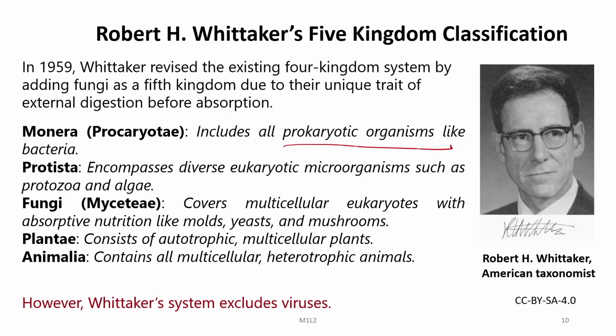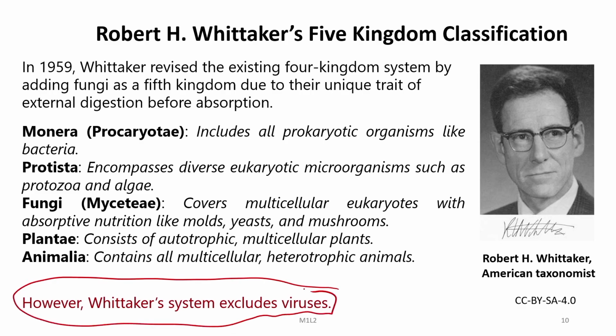Monera includes all prokaryotic organisms like bacteria. Protista encompasses diverse eukaryotic organisms, microorganisms such as protozoa and algae. Then fungi covers multicellular eukaryotes with absorptive nutrition like molds, yeast and mushrooms. Then as usual, the Plantae consists of autotrophic multicellular plants, and Animalia contains all multicellular heterotrophic animals. One thing to be remembered here is that this 5 kingdom classification of Whittaker did not or could not include the virus within its consideration.